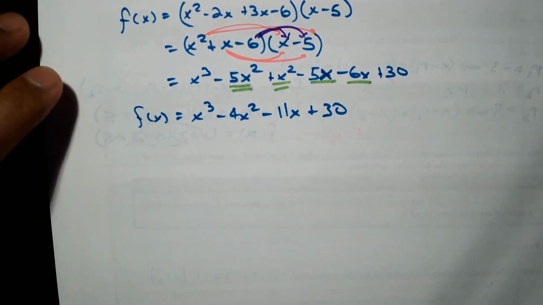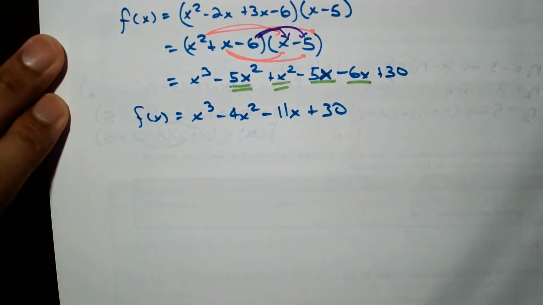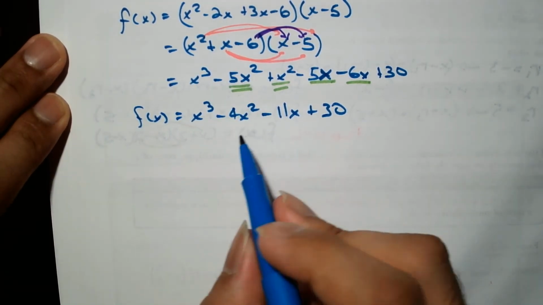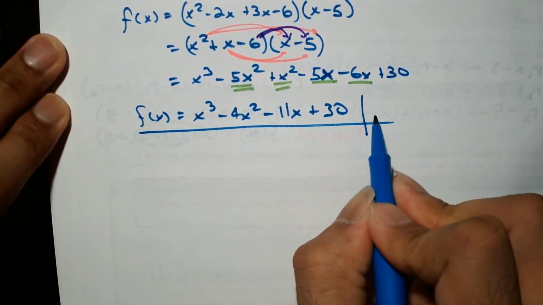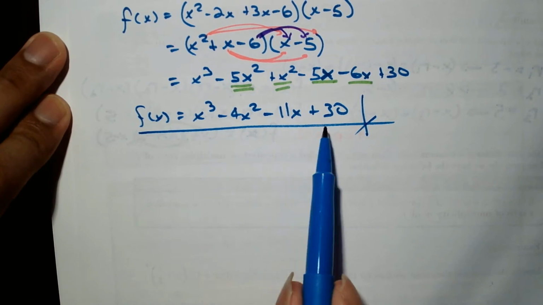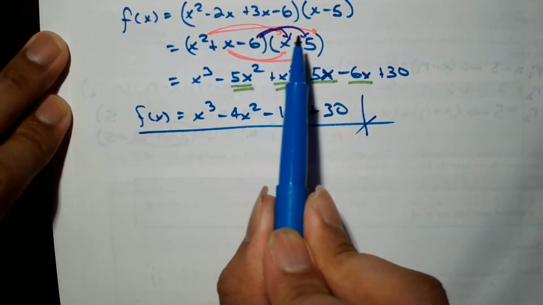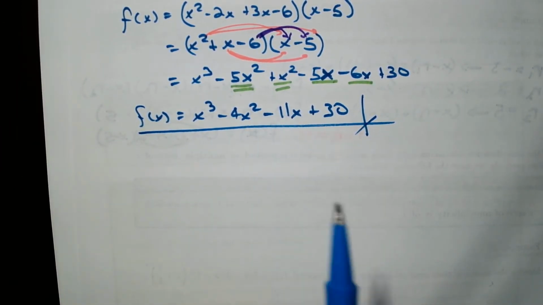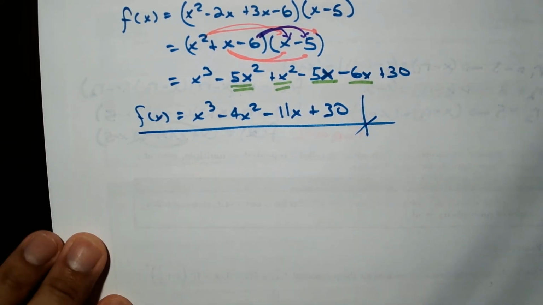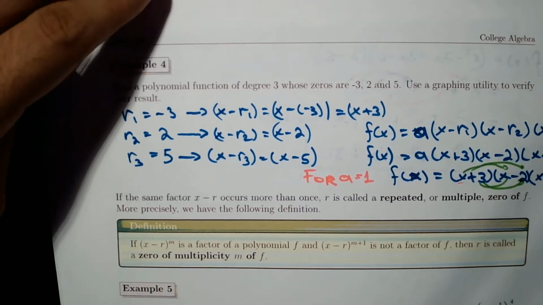Alright, so that's what they ask us for a polynomial function. Yes, first we write it in factor form with the zeros, and then at the end we expand all this to get the polynomial. Alright, let's move on and find out what's next.